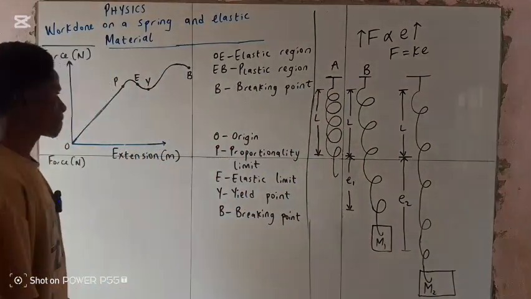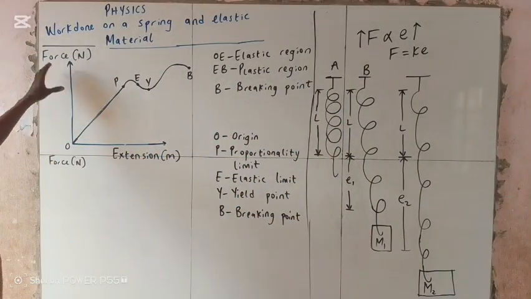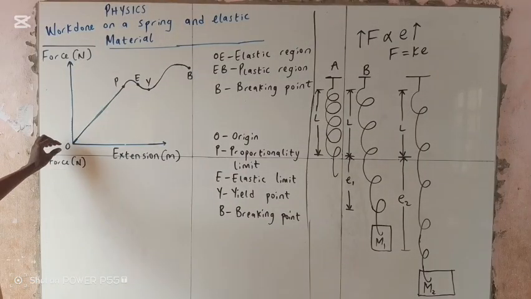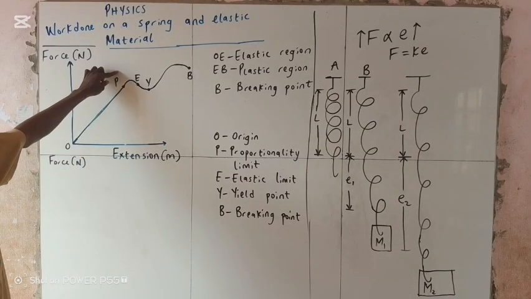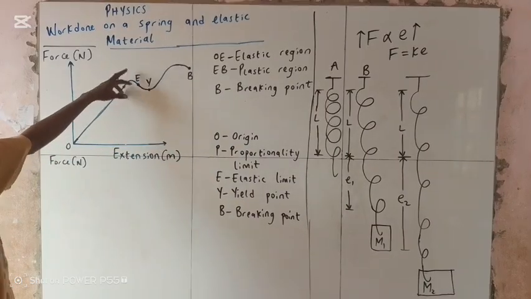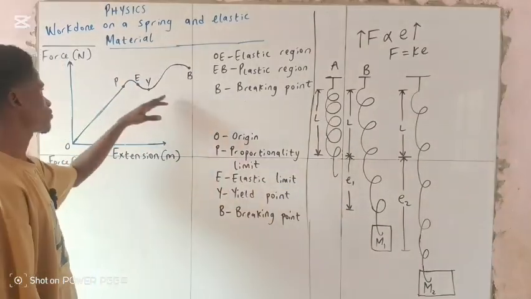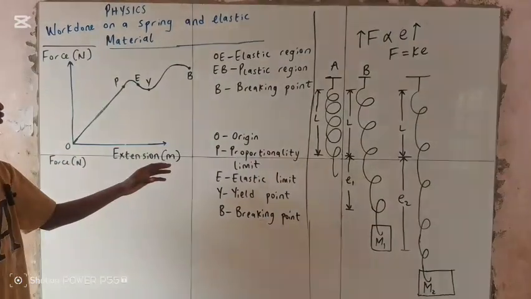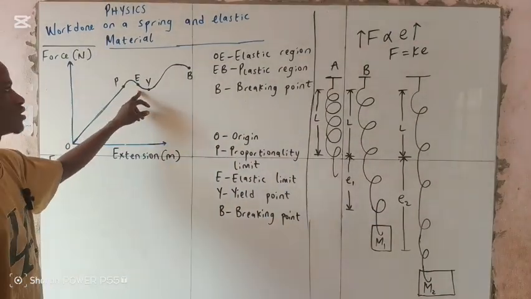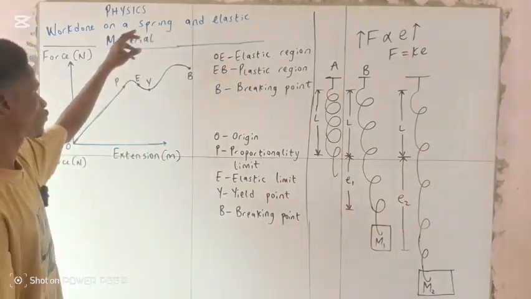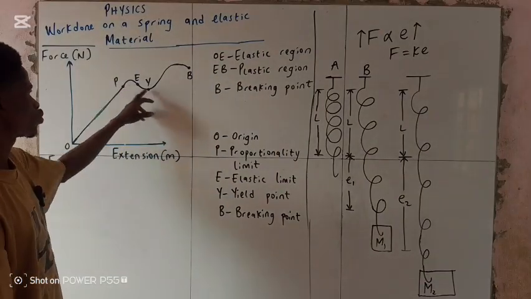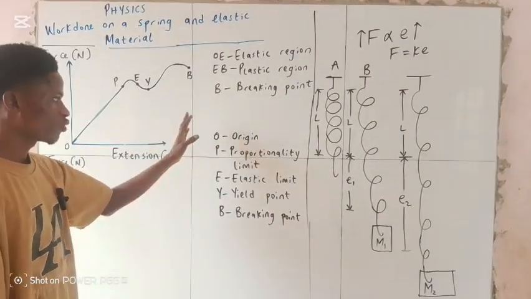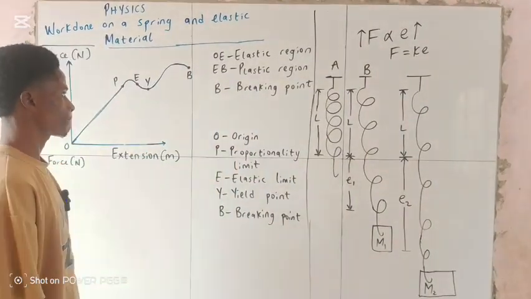So now from here, we have the graph of force against extension. This is the origin, this is the proportionality limit, E is the elastic limit, Y is the yield point, B is the breaking point. From O to E is the elastic region, from E to B is the plastic region, and B is the breaking point. Let me explain what this means.